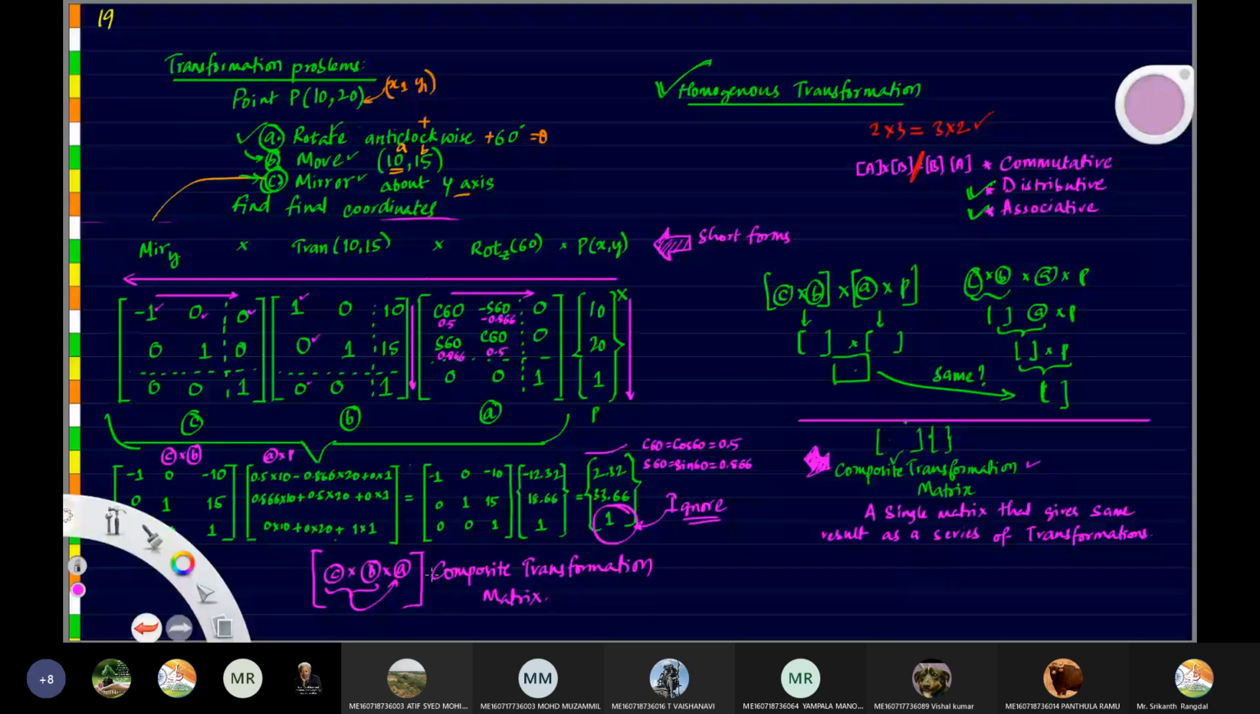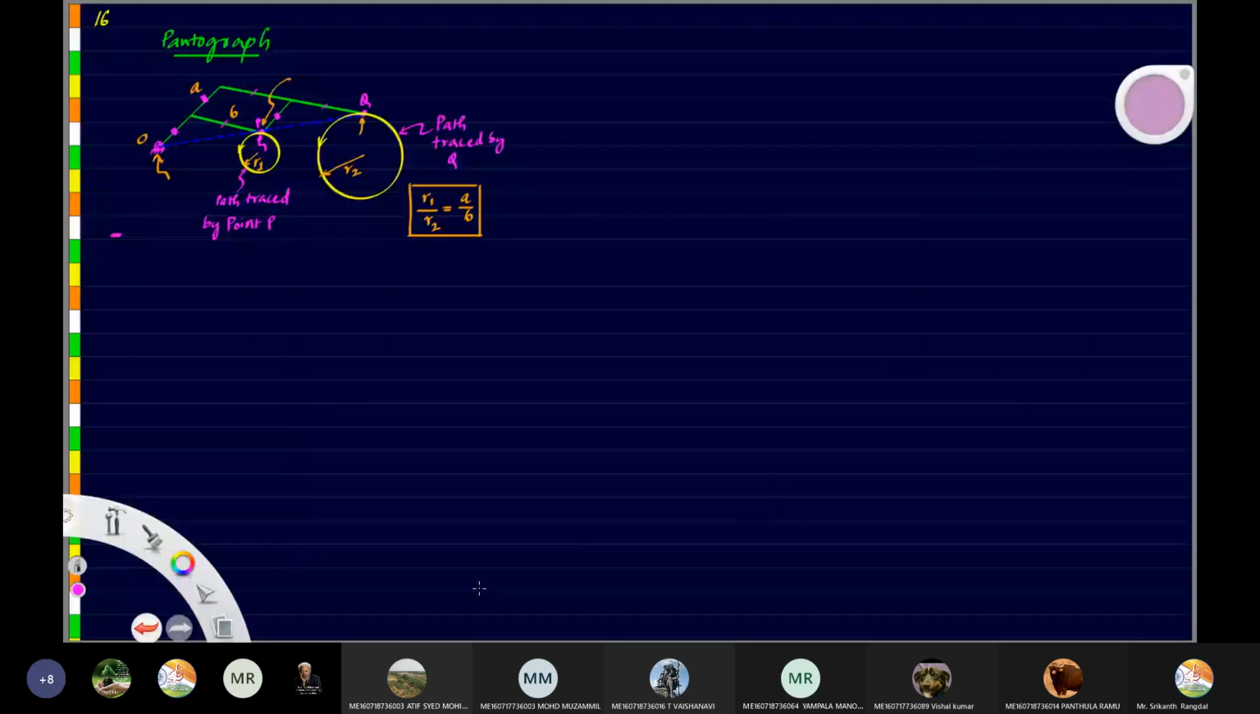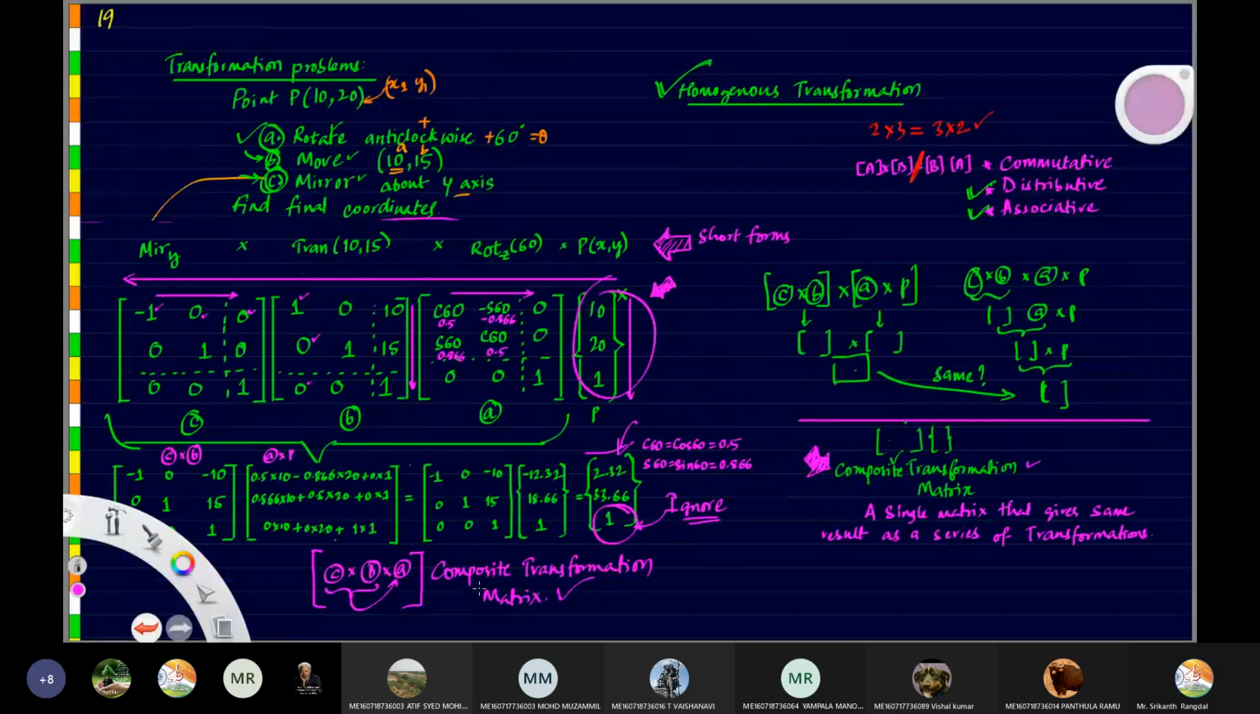When you multiply this composite transformation matrix with any point, so instead of these coordinates we can put any coordinates, you will directly get the result of all the transformations. Okay, so that's what is here. Next, we'll discuss the three-dimensional transformation matrices.